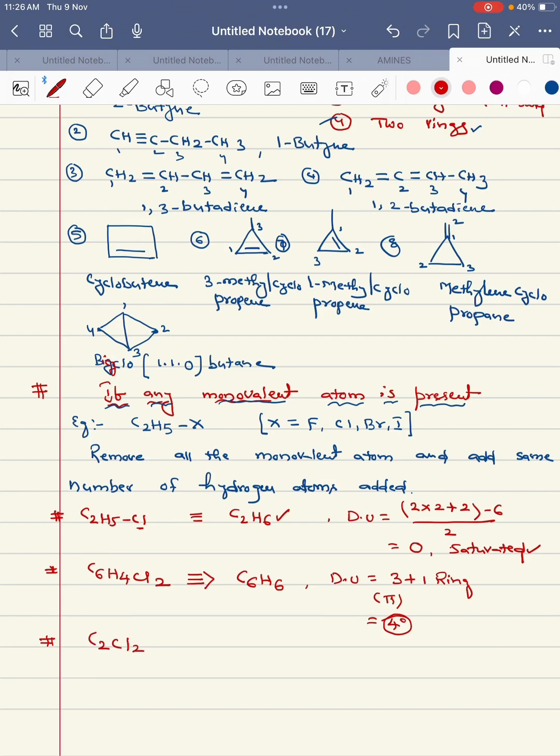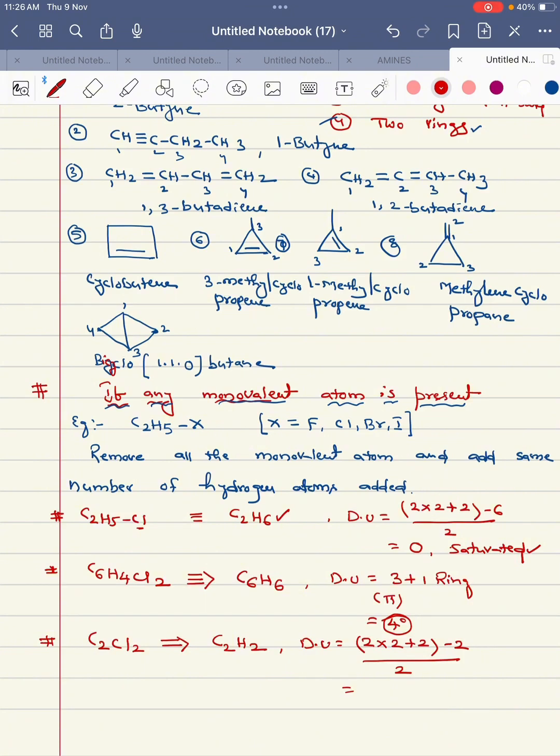Next, one more example, C2Cl2. After removing the chlorines, I may get the answer C2H2. What is the DU? DU is equal to (2 into 2 plus 2 minus 2) divided by 2.